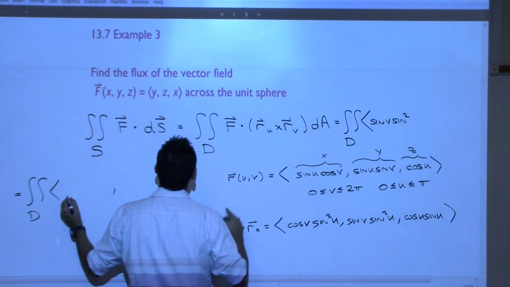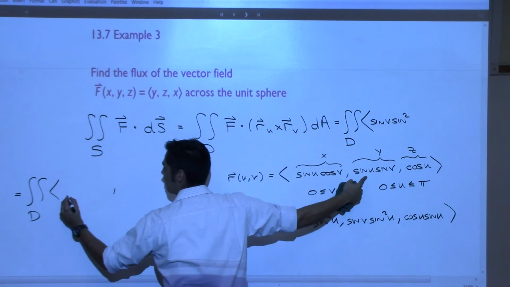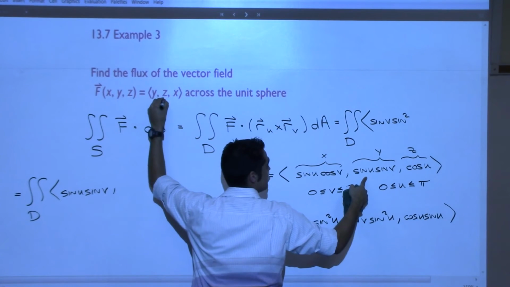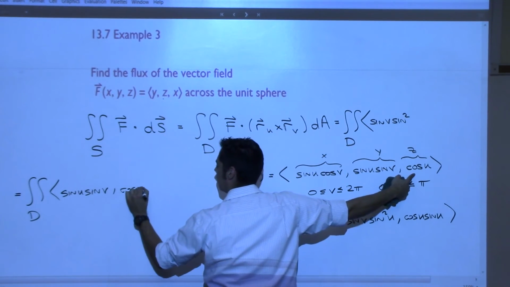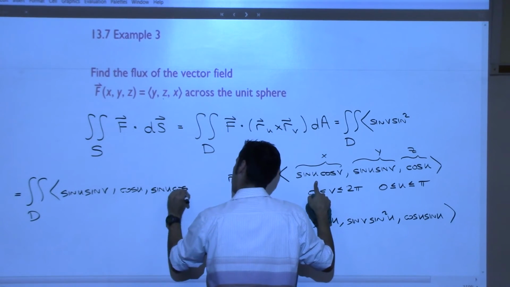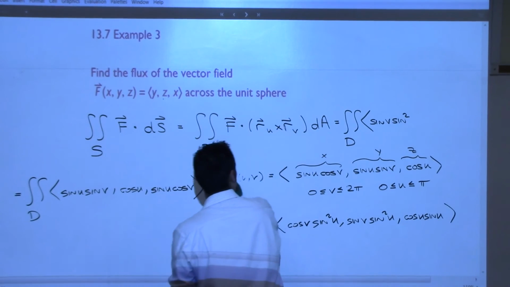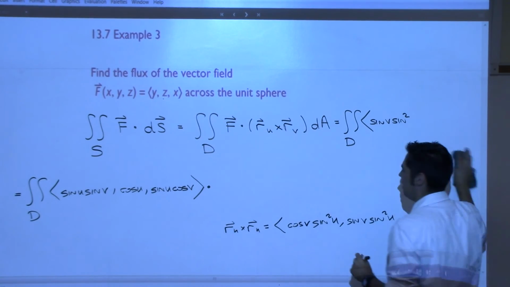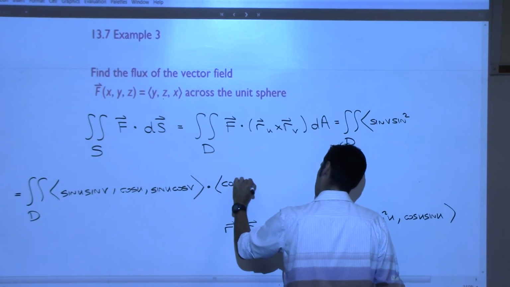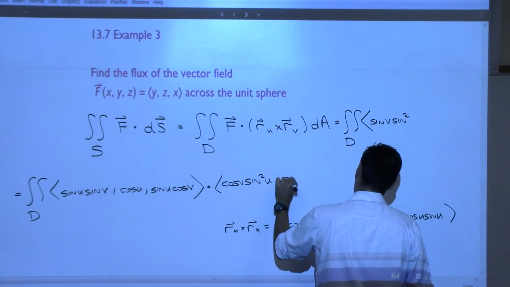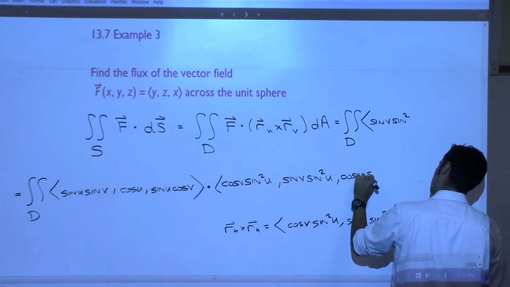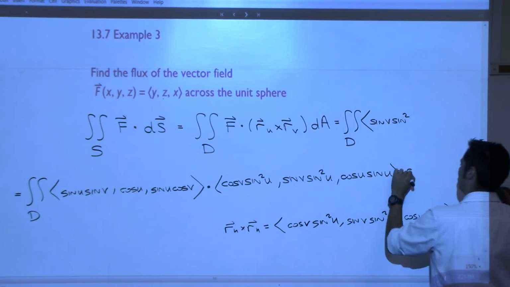What is this first component? Y, right? Which is sine u sine v. Then z. What's z? Cosine u. Then x. Sine u cosine v. I want to dot that with this. Goodbye. This right here, so cosine v sine squared u, sine v sine squared u, and cosine u sine u, if that's correct, dA.